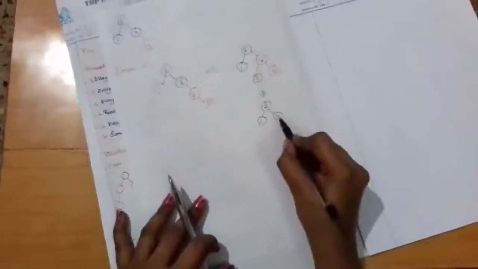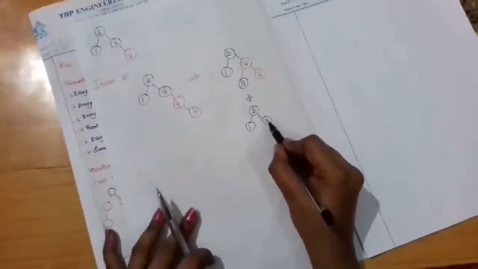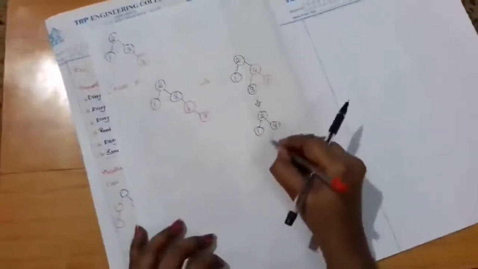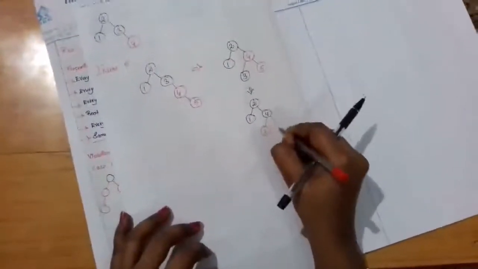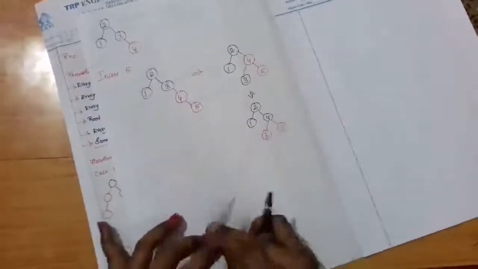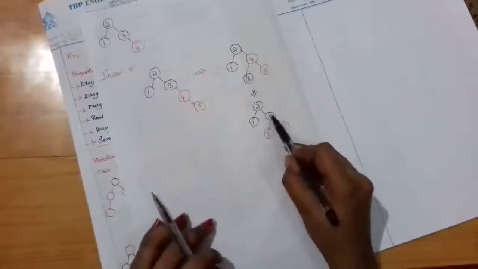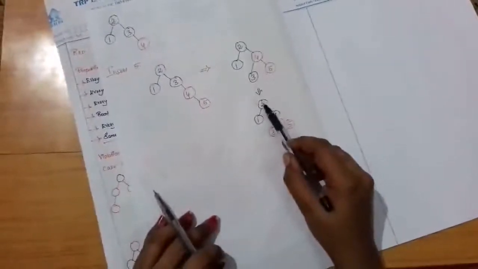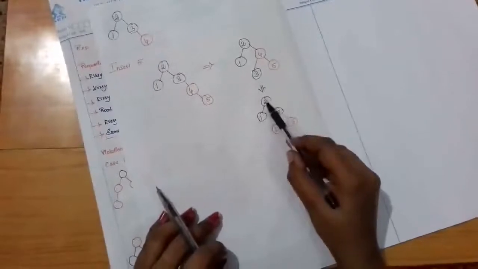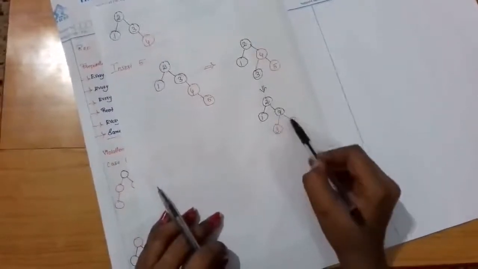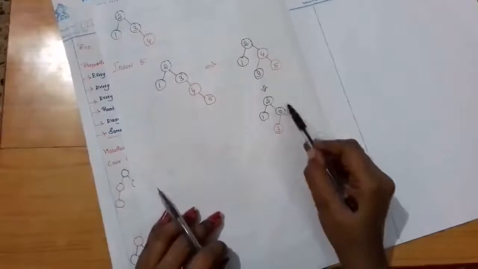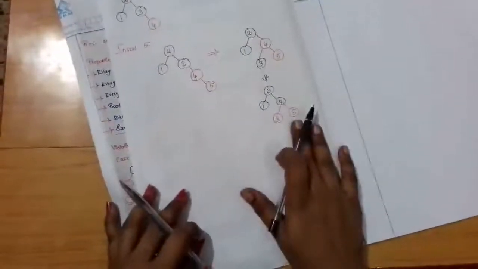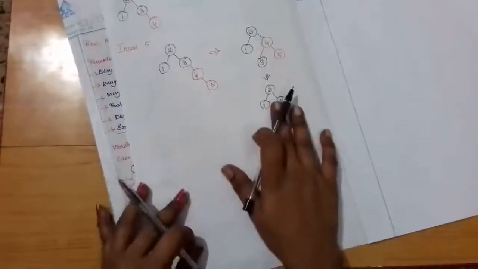When we change the color of 4 to black, subsequently we need to change the color of 3 to red. So now there is no red-red violation, so the first property is recovered. On this left side we have 2 black nodes. In this path we have 2 black nodes. This path we have 2 black nodes. So the other property is also satisfied. So with the insertion of 5, we completely satisfy all the properties of the red black tree.